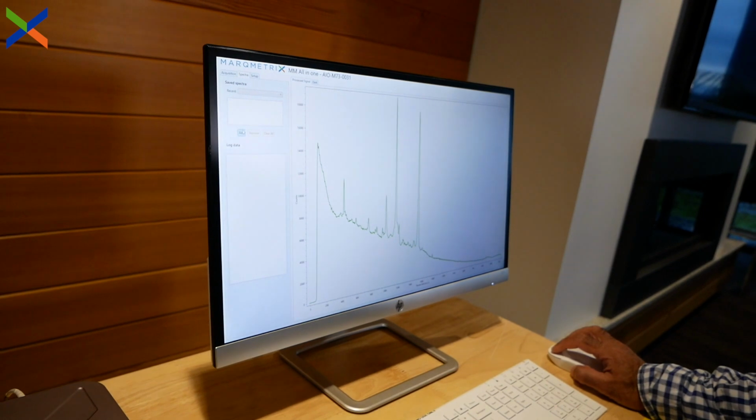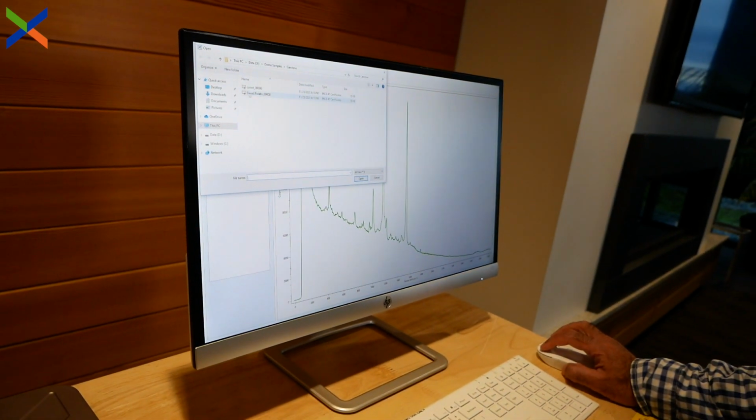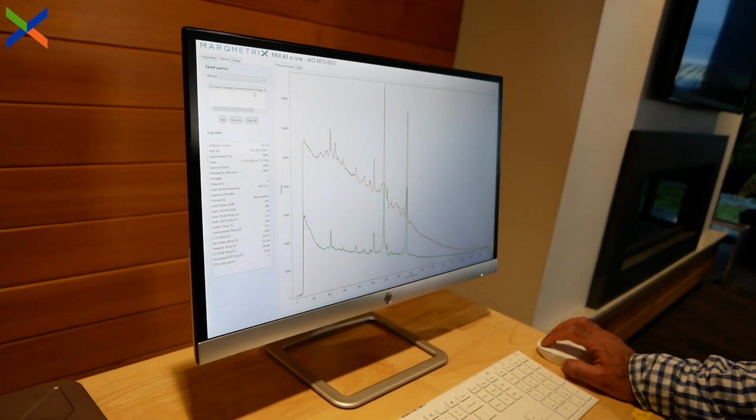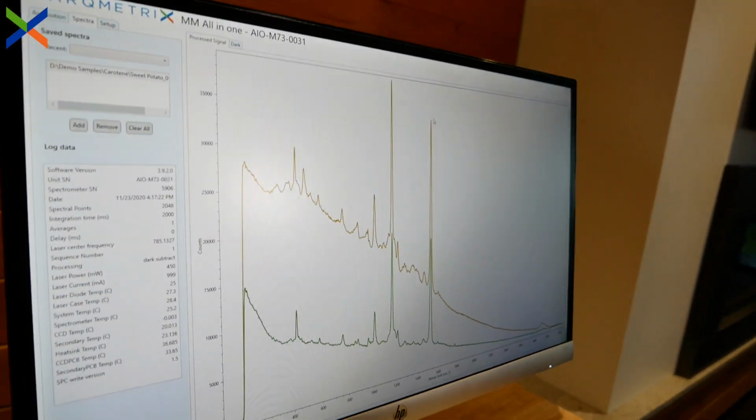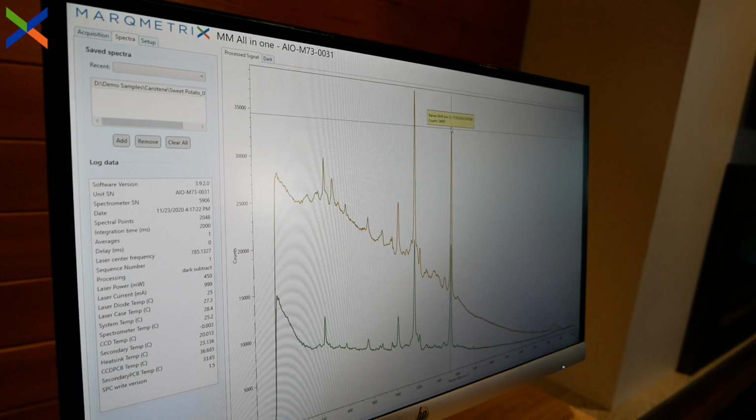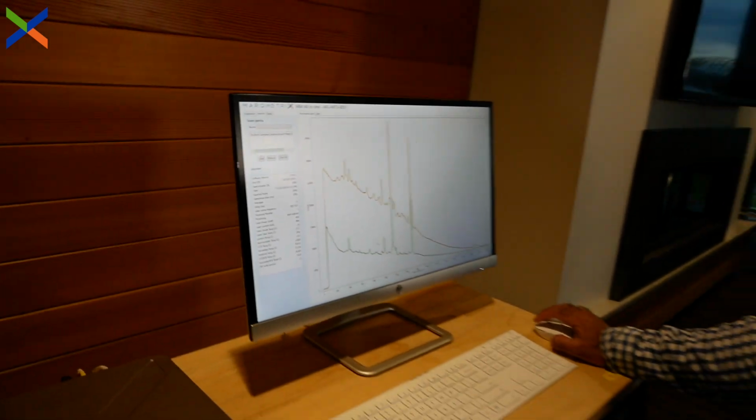I can overlay the spectra of the sweet potato on the carrot, and you see these two bands that are common in both the carrots and the sweet potato are from the carotene itself.